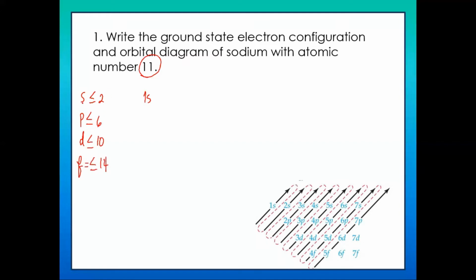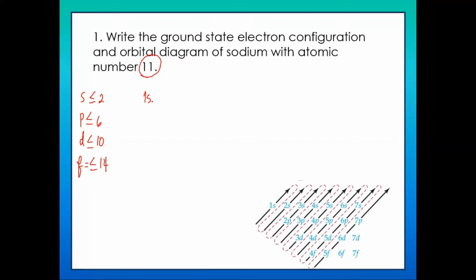Again, 2 because for the s orbital, there are only 2 electrons. For p, because there are 3 orbitals, each orbital can have 2 electrons. 3 times 2, 6. So that's the reason why the value is 6 here. For d, there are 5 orbitals and each orbital can have 2 electrons. 5 times 2, that makes 10. And for f, there are 7 orbitals and each orbital can have 2 electrons. Multiply it by 7, you can have 14. Okay, hopefully you follow that.